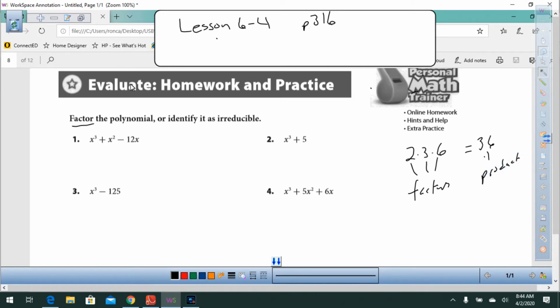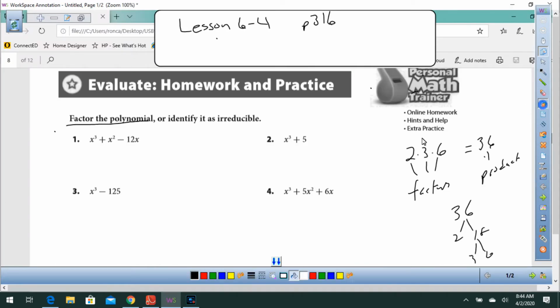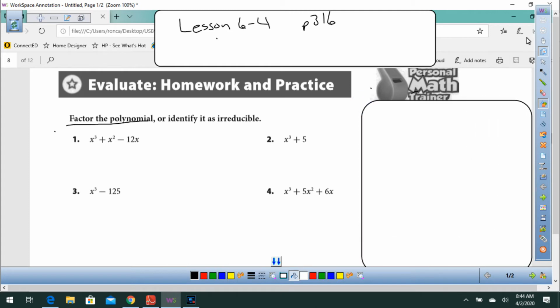We know how to take 18 and get 2 and 3 and 6. That's factoring this number. Now we're going to learn how to factor polynomials. Step one is to find the greatest common factor. This is always the first step, greatest common factor.